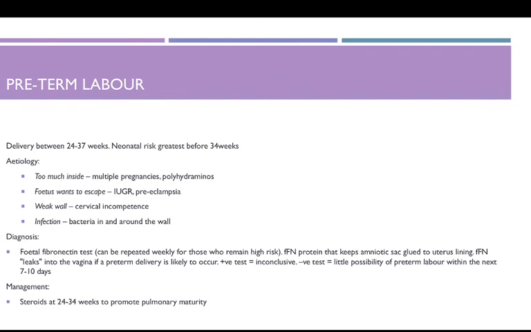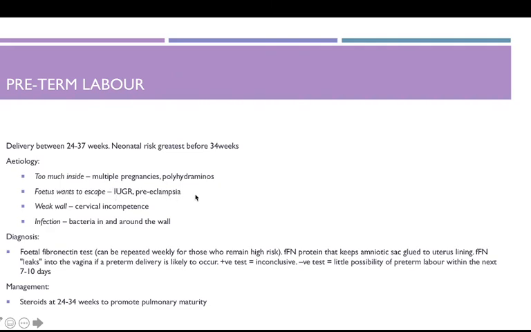Okay, so preterm labour. Preterm labour is delivery between 24 and 37 weeks. Neonatal risk is greatest before 34 weeks. The reasons why it happens: if there's too much inside, so if it's multiple pregnancies or polyhydramnios, this can trigger preterm labour. If the fetus wants to escape, so if there's intrauterine growth restriction or preeclampsia, that can lead to preterm labour.